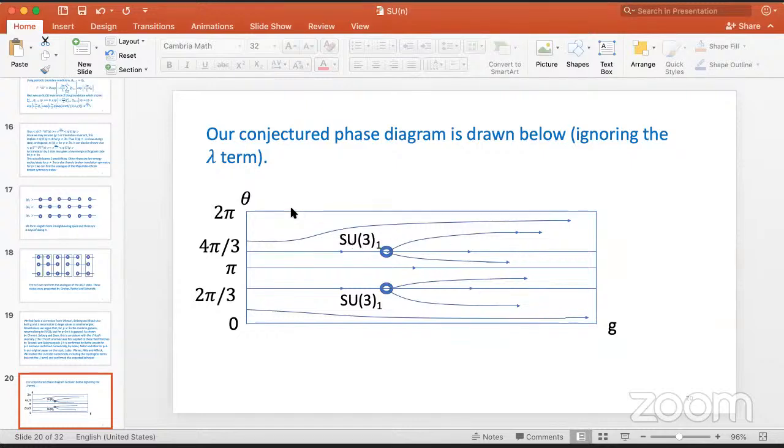If theta is not 2 pi over 3, we just flow to strong coupling. And so for theta is 0 or 2 pi, for example, we just flow to this unbroken symmetry strong coupling phase, which we can think of as being the analog of the AKLT state. And for theta equals pi, we also expect a gapped phase. But for small enough g and theta 2 pi over 3 or 4 pi over 3, we're predicting this SU3 level 1 critical point.